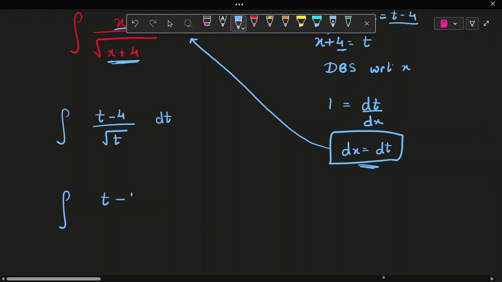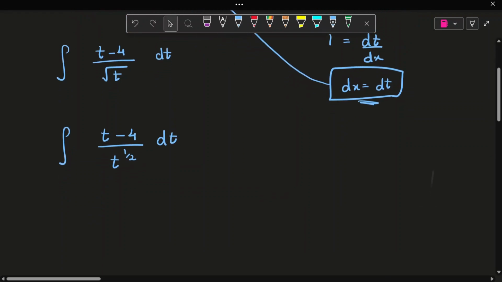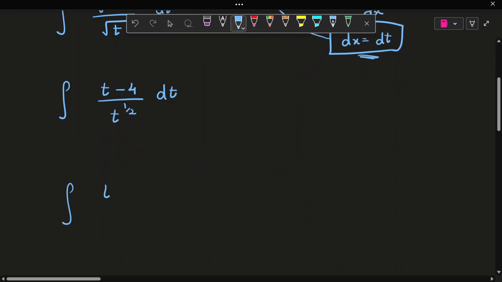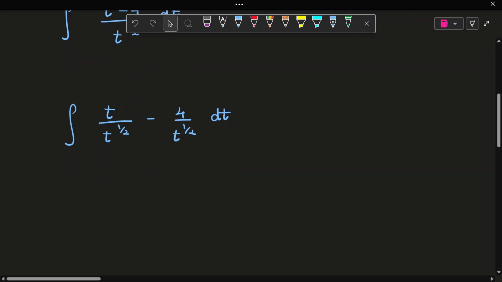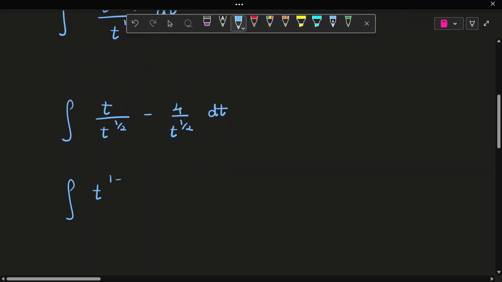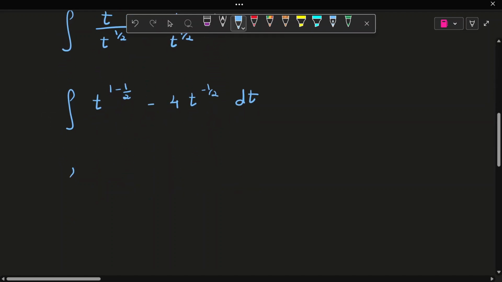It would be t minus 4 upon root t, which can be written as t to the power of 1 by 2, dt. Now we'll just separate the denominators. It would be t upon root t minus 4 upon root t. Root t can be written as t to the power of 1 by 2 as well. So if we solve it further, it would be t to the power of 1 minus 1 by 2, minus 4 times t to the power of negative 1 by 2, dt. Now it would be t to the power of 2 minus 1 over 2, minus 4 times t to the power of negative 1 by 2, dt.